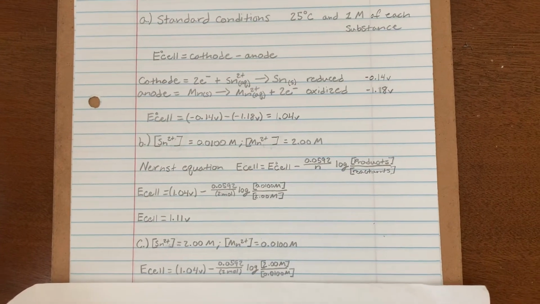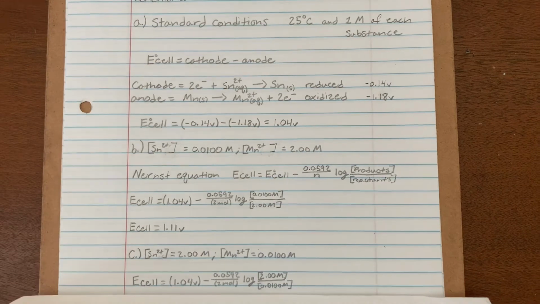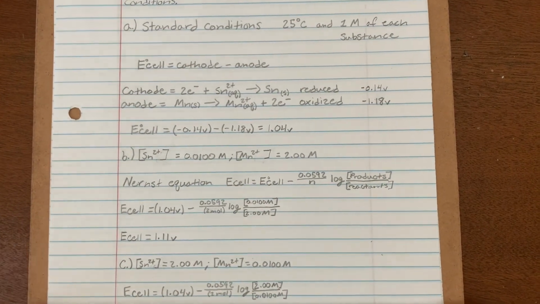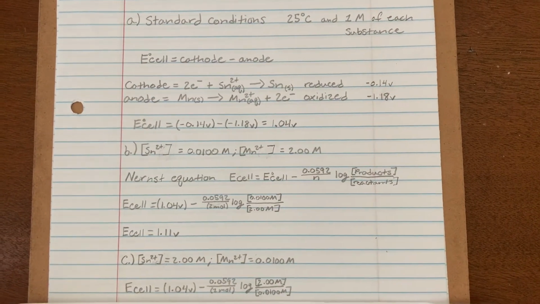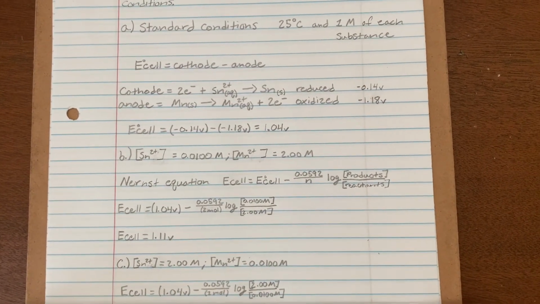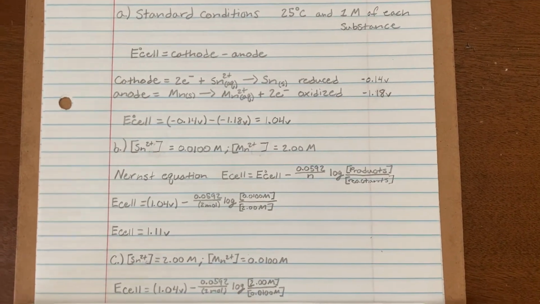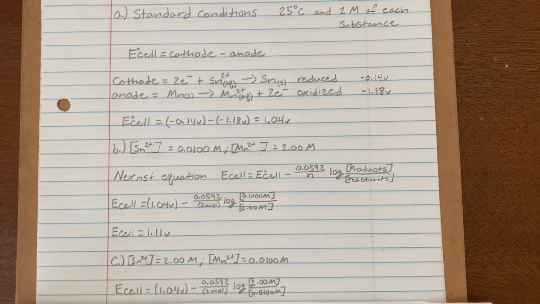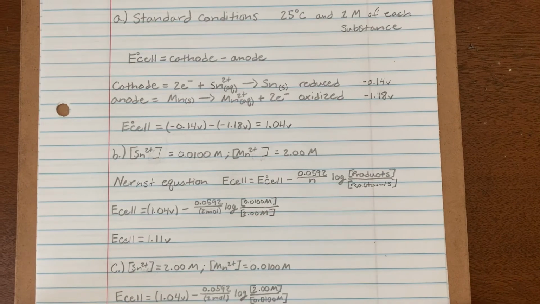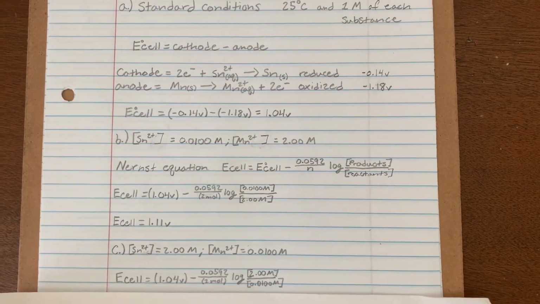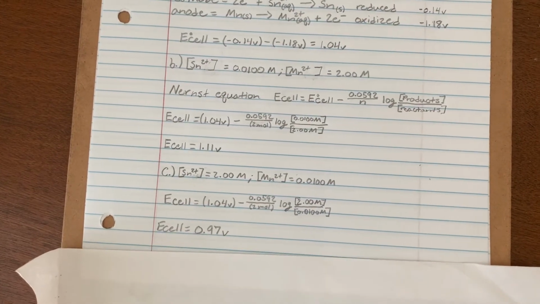And therefore, we plug in our E cell at the standard that we already calculated in part A, and we also plug in the concentration of products over the concentration of reactants, but now they are flipped from part B because the concentrations got flipped, but the tin is still acting as our product in this case, and the manganese is still acting as our reactant. We would then calculate an E cell of 0.97 volts.